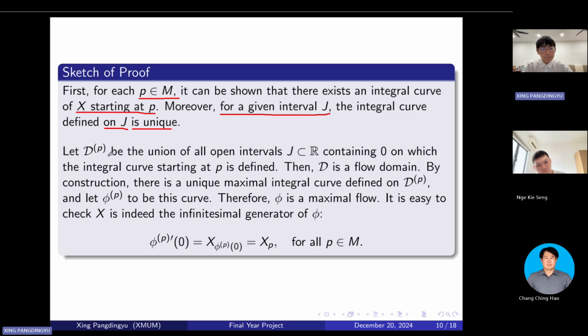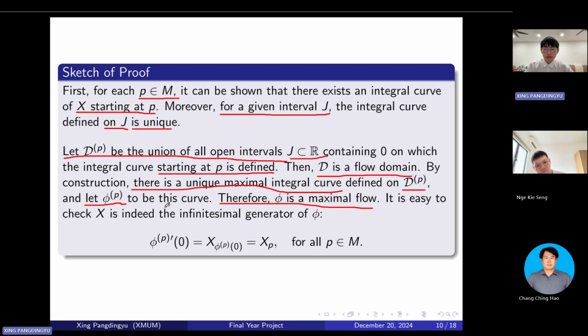Then let D_p be the union of all open intervals J in R containing 0, on which the integral curve starting at p is defined. By construction, we know D is a flow domain. And by the uniqueness statement we introduced above, there is a unique maximal integral curve defined on D_p. We can let our phi p be this curve. Therefore, phi would be a maximal flow.